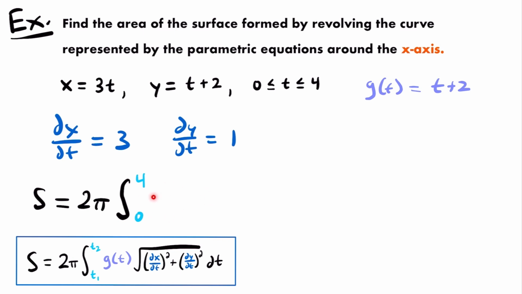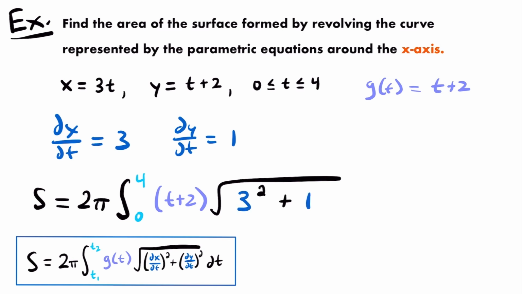And then inside the integral, we'll have g of t, which is t plus 2. So we'll have t plus 2 times the square root of dx dt squared plus dy dt squared. So we'll have 3 squared plus 1 squared. And then don't forget dt.